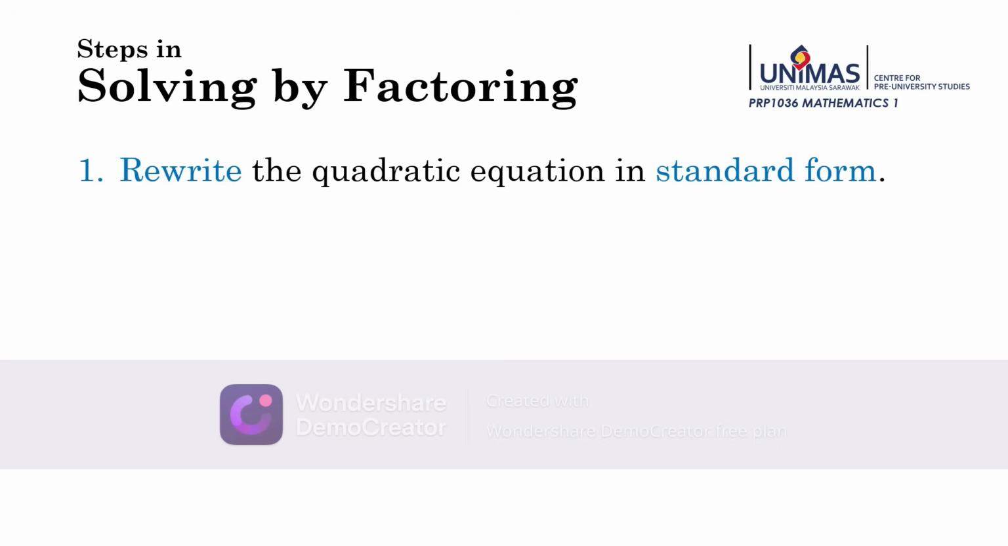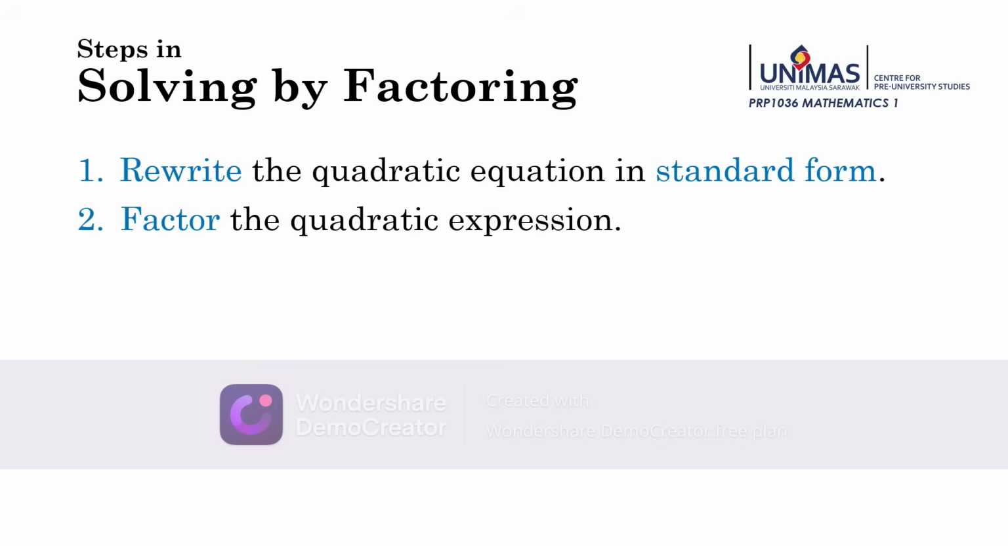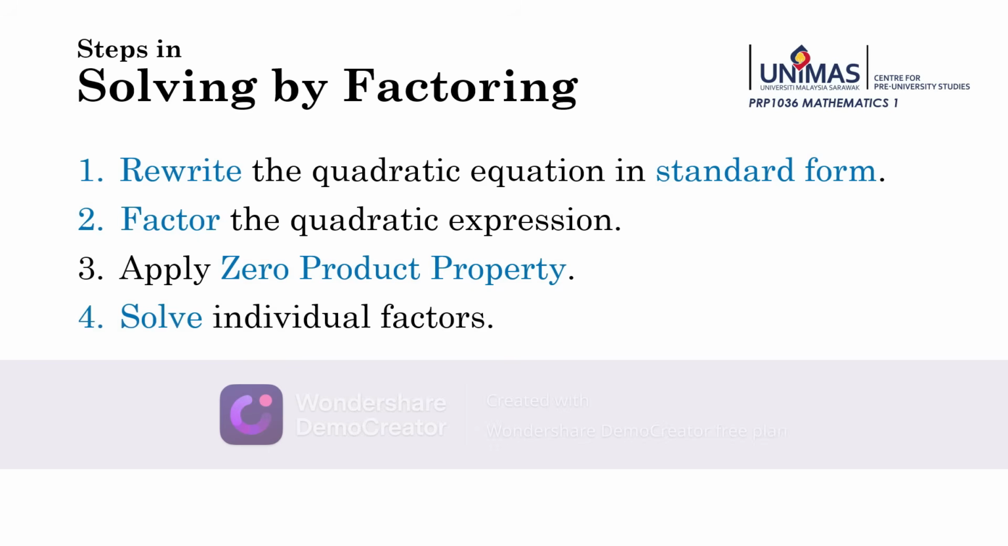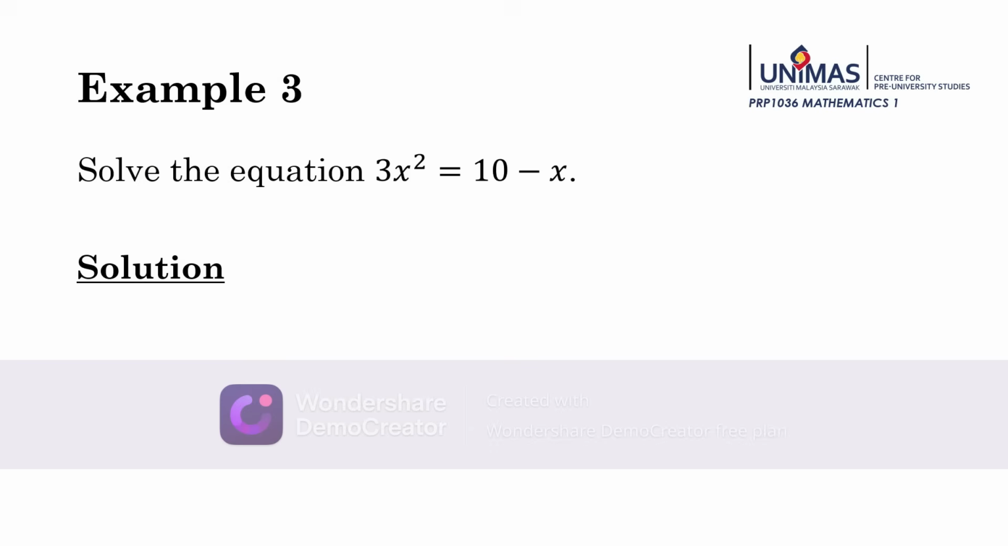Solving by factorizing: first we write the equation in the standard form. Standard form means we arrange everything on one side equal to 0. Then factorize the quadratic expression, apply the zero product property, and solve the individual factors to find the solution.